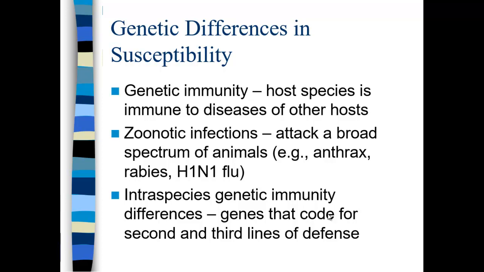And this is all outside of that last bullet. This is all a part of the first line of defense. So remember, for the test, the three components of the first line of defense are physical barriers, chemical components, and genetic immunity. So remember that as the part of the first line of defense.